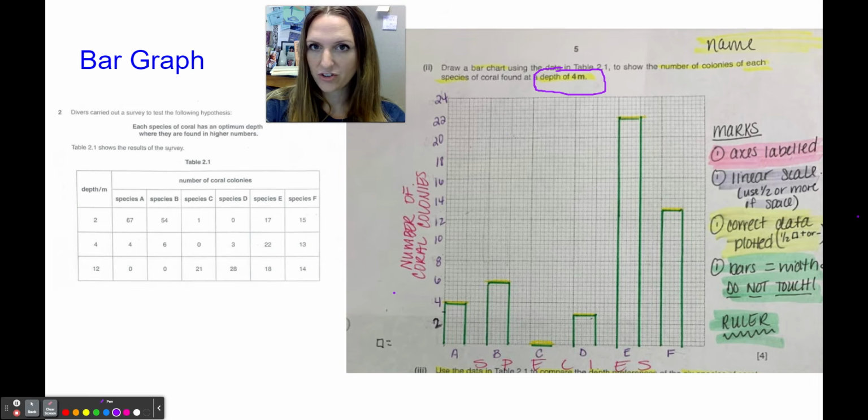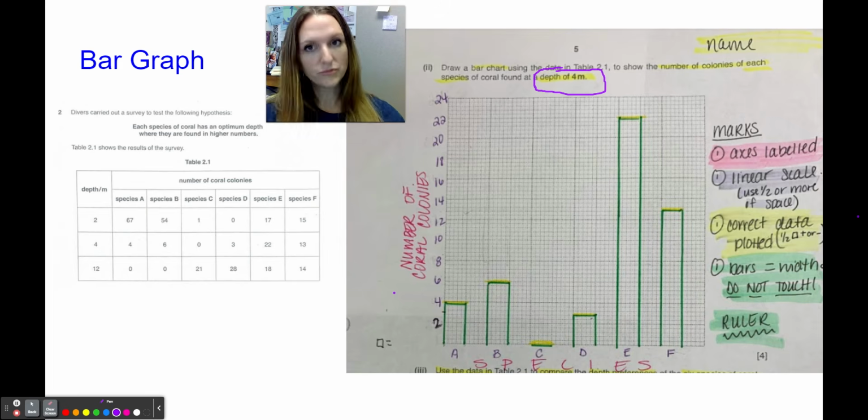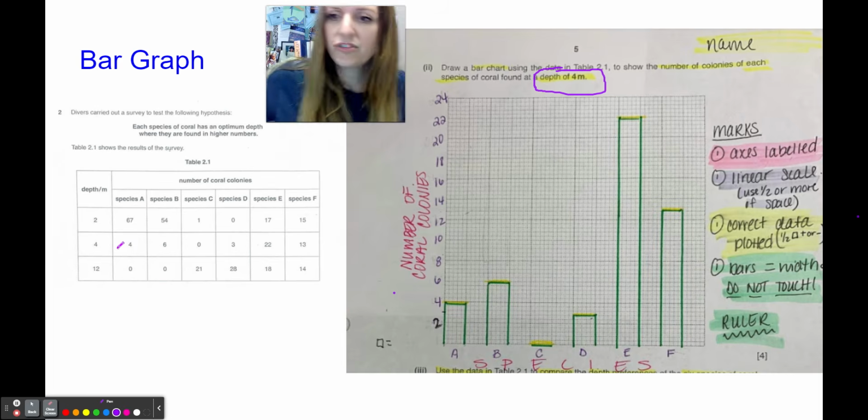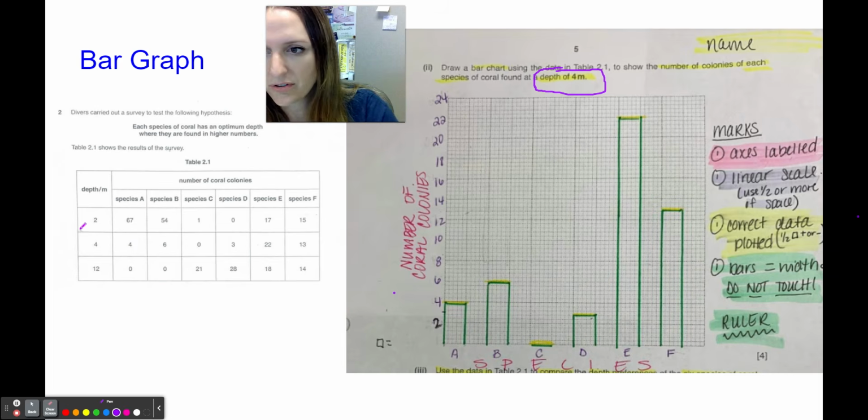This is something they would have used random sampling for with the quadrat. The quadrat would have measured anywhere from 0.25 square meters to 1 square meter. Remember, it is a square, so you want to put the square unit there.